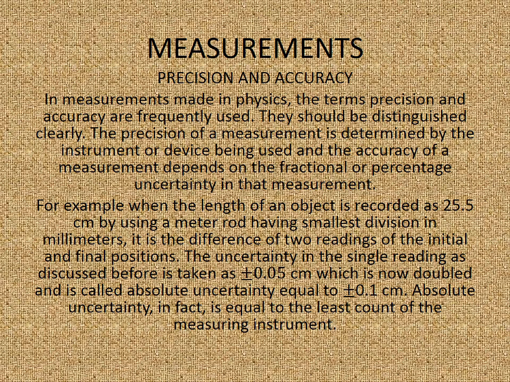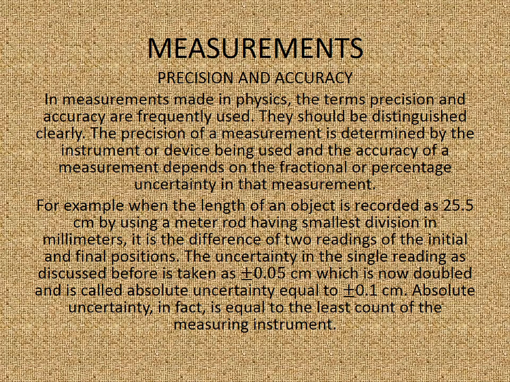Precision and accuracy. In measurements made in physics, the terms precision and accuracy are frequently used. They should be distinguished clearly. The precision of a measurement is determined by the instrument or device being used, and the accuracy of the measurement depends on the fractional or percentage uncertainty in that measurement.